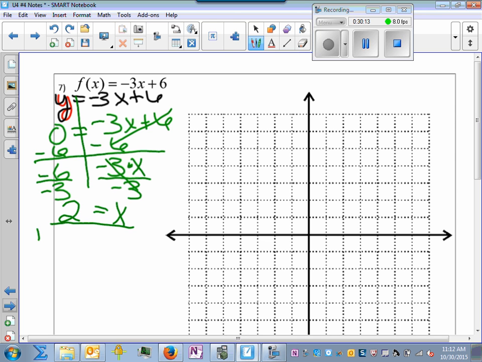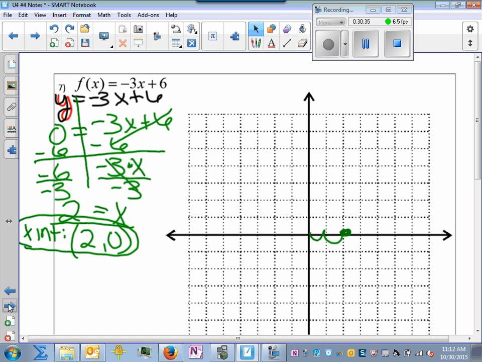And my x-intercept is going to be 2, comma 0 again. So far, it looks like we've been getting 2, 0 as our intercepts for all of them. So again, I go over here, start at my origin, 1, 2, because my x-intercept falls on my x-axis.